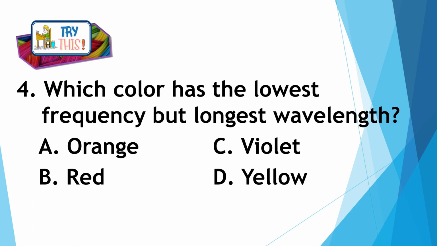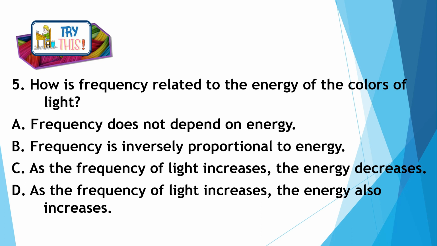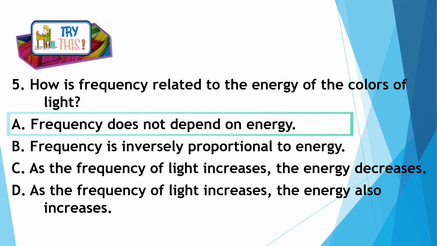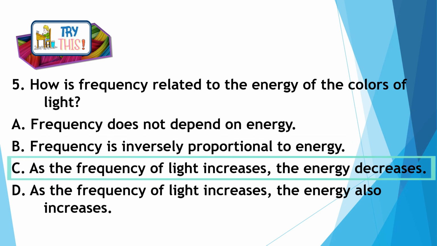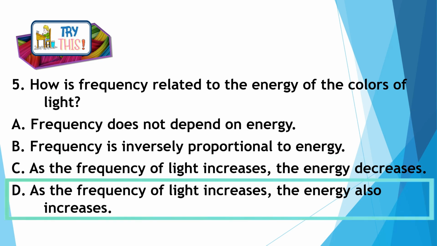Number 4. Which color has the lowest frequency but longest wavelength? A. Orange. B. Red. C. Violet. D. Yellow. Number 5. How is frequency related to the energy of the colors of light? A. Frequency does not depend on energy. B. Frequency is inversely proportional to energy. C. As the frequency of light increases, the energy decreases. D. As the frequency of light increases, the energy also increases.